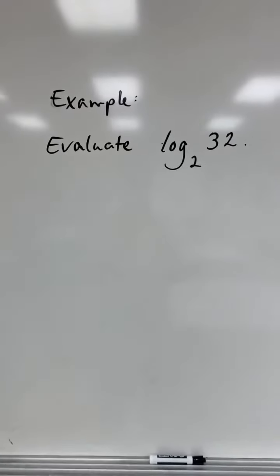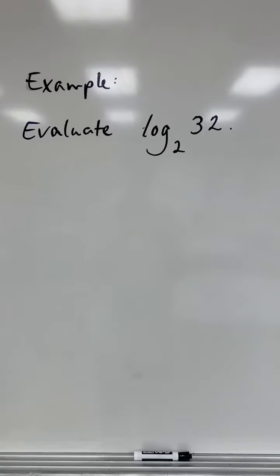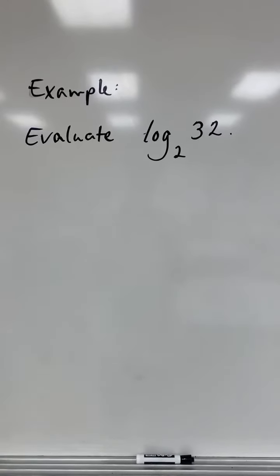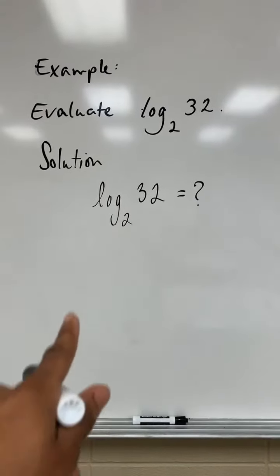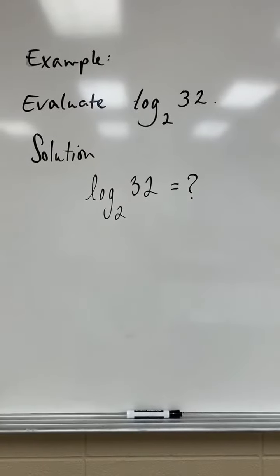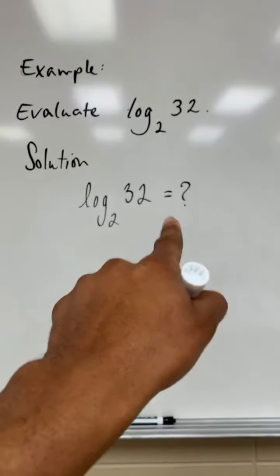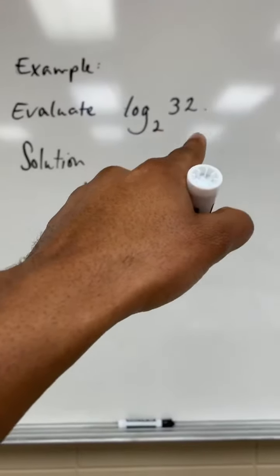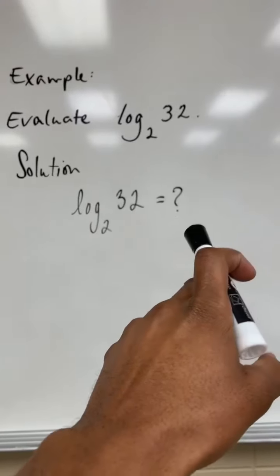So here's my first example. This one wants us to evaluate the log base 2 of 32. Log base 2 of 32. So this is how we're going to start this off. We're doing the log base 2 of 32 is equal to a question mark. This is what we're trying to figure out. We're trying to figure out what the answer is. Up here, they didn't put a question mark, but technically that's what's happening. We're trying to figure out what this is actually equal to.